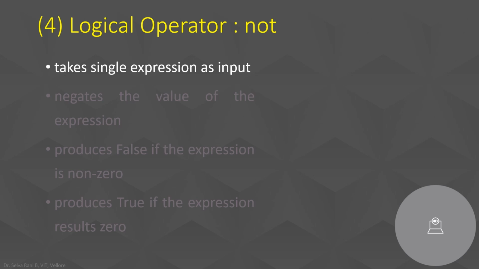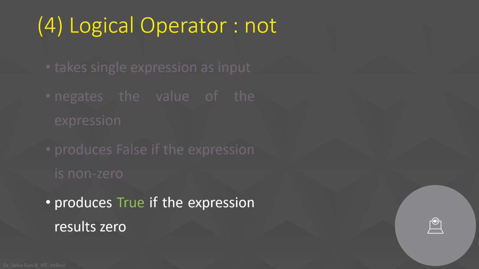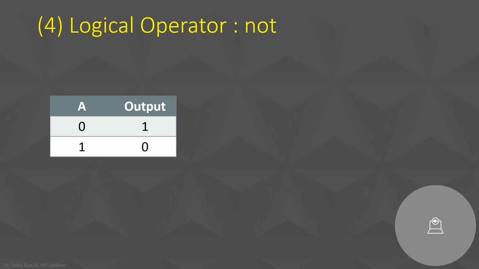And here comes NOT. It takes a single expression as input, and that's why NOT is called an unary operator. It negates the value of the expression. It produces false if the expression is non-zero, that is true, and it produces true if the expression results in 0. So this is a truth table. If the input is 0, the output would be 1. If the input is 1, the output would be 0.